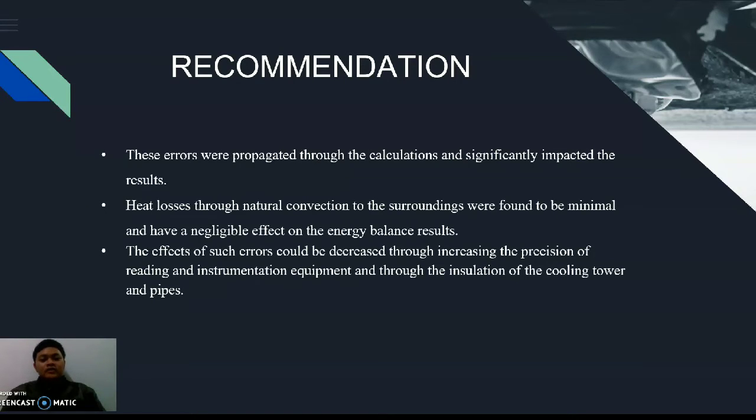Lastly, for the recommendation, these errors were propagated through the calculations and significantly impacted the result. Heat losses through natural convection to the surroundings were found to be minimal and have a negligible effect on the energy balance results. The effects of such errors could be decreased by increasing the precision of reading and instrumentation equipment, and through the installation of the cooling tower and pipes.